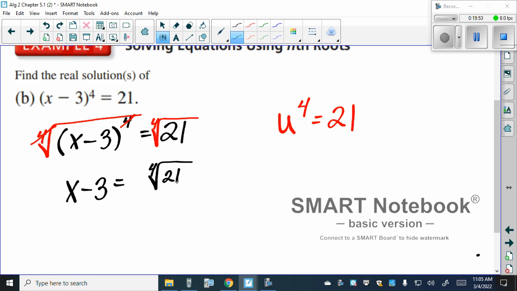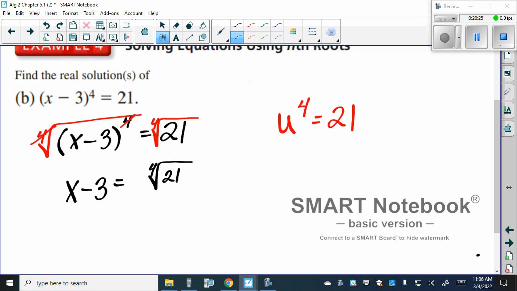Well, fourth root, we're looking for a number that multiplied by itself 4 times gives us 21, yes? Well, 2 is 16. 3 is 81. 21 it doesn't have a chance to be a whole number. So we can leave it as the 4th root of 21, yes? Okay. Well, is that index even or odd? Is that root even? It's even, yes?